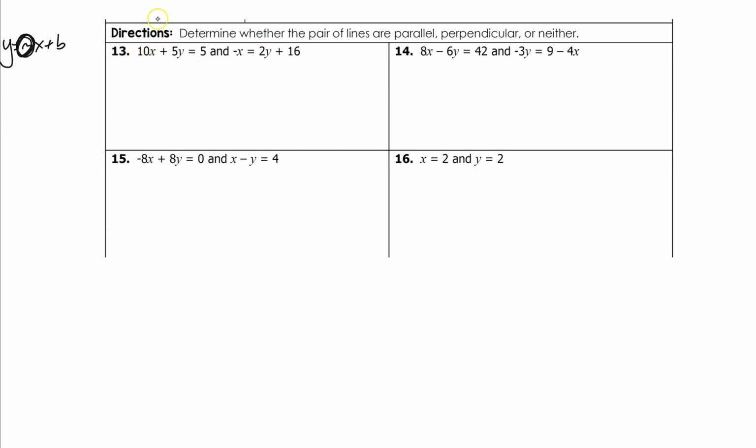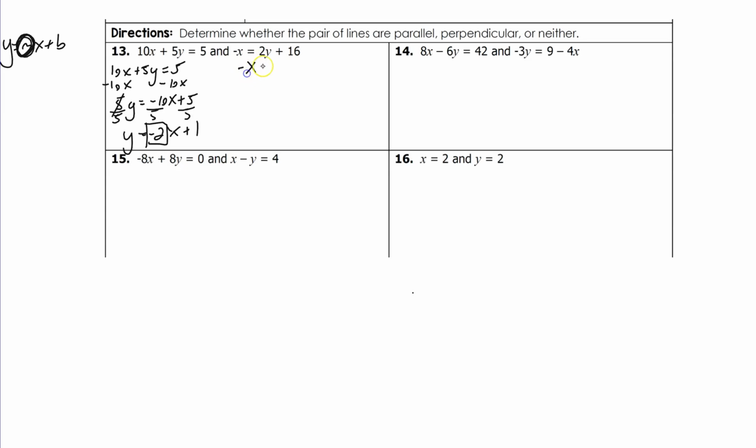So when I look at this first equation, I have 10x plus 5y equals 5. I want to get the y by itself. So I'm going to minus 10x from both sides, giving me 5y equals -10x plus 5. Now we want to get y by itself, so I'm going to divide by 5, giving me y equals -10 over 5x plus 5 over 5. Now we can simplify this to be -2 and this to be 1, right? So -2x plus 1. My slope here is -2.